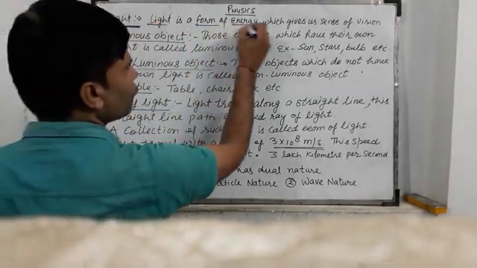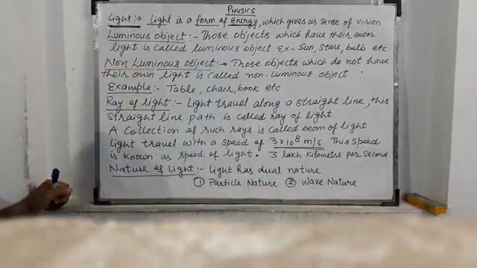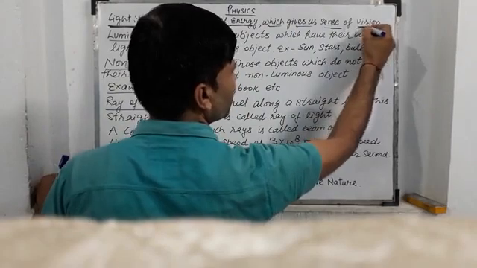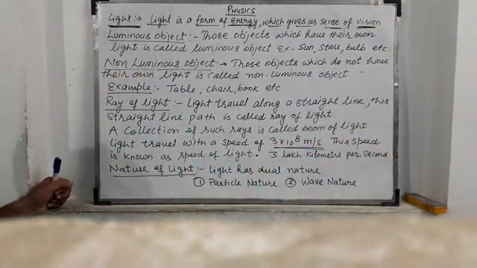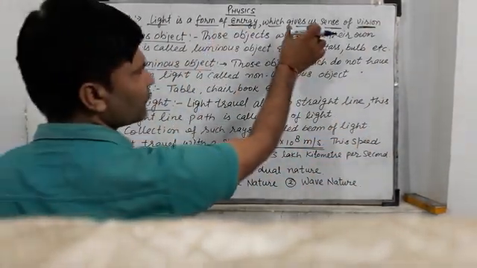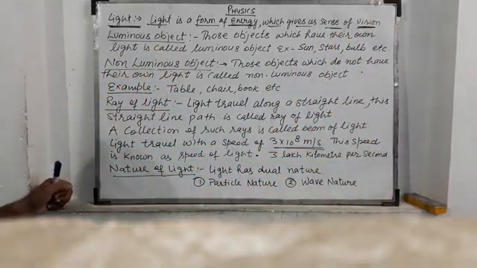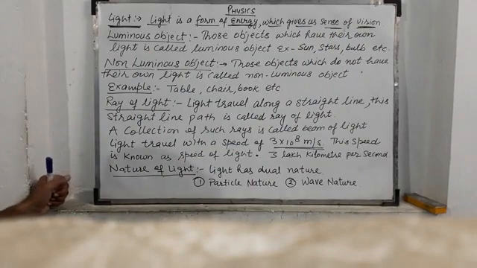Light is a form of energy which gives us sense of vision. Without the light, the colorful world, the color of your room, the color of the dresses have no meaning.